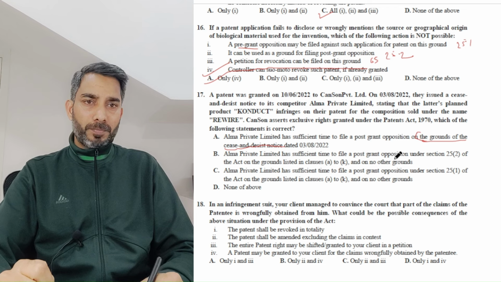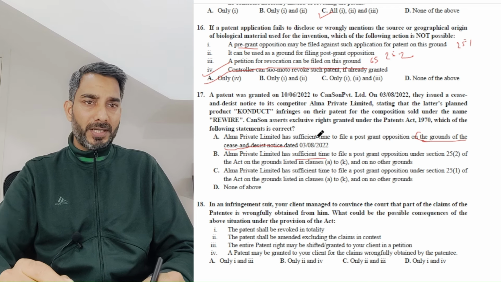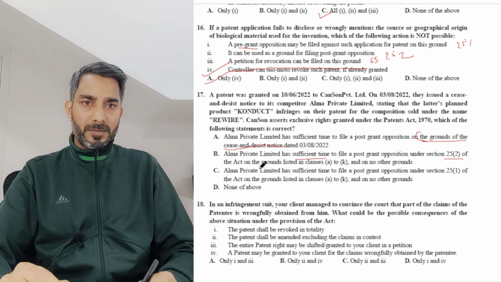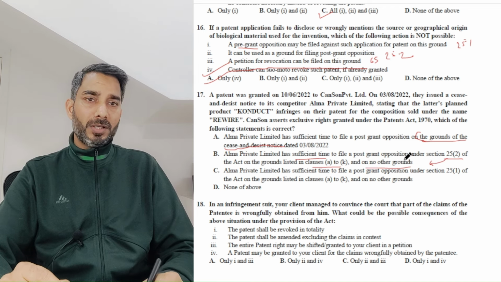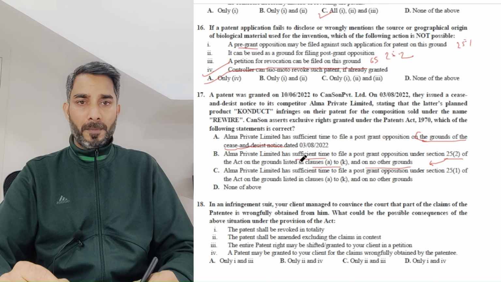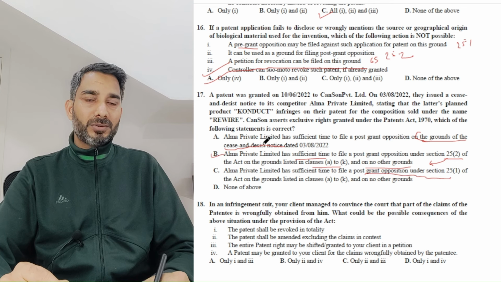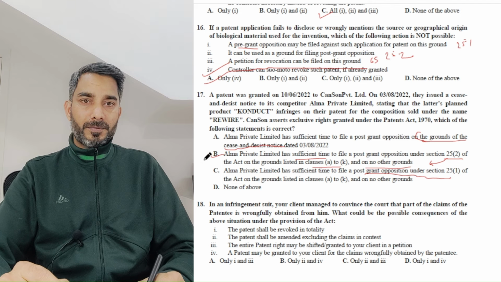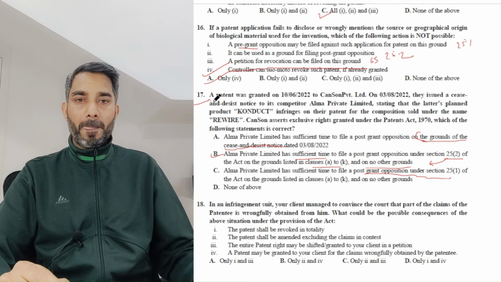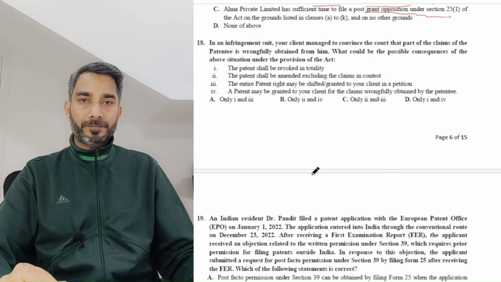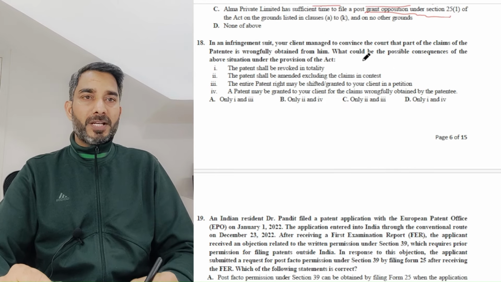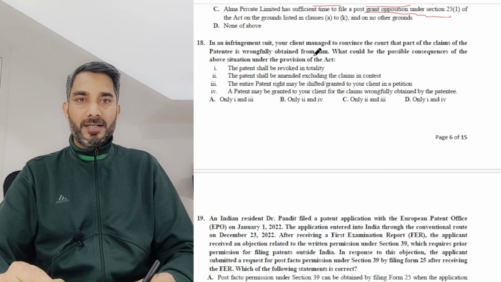Private limited has sufficient time is there because we are within 12 months, right? Under section 25(2) post grant on the grounds listed in clause A to K and no other grounds. Of course, if they are going for section 25(2), then they have to choose one of these grounds which are there. Post grant opposition under section 25(1). No, post grant opposition is not under 25(1). 25(2) is there. So we are good with B. Okay. Let's move to the next question. In infringement suit, your client managed to convince the court that part of the claim of the patent is wrongfully obtained.